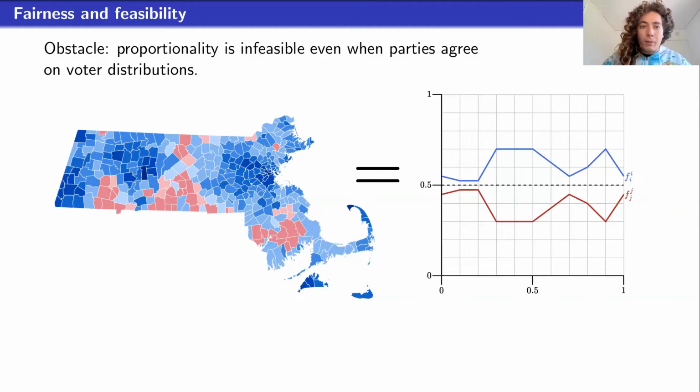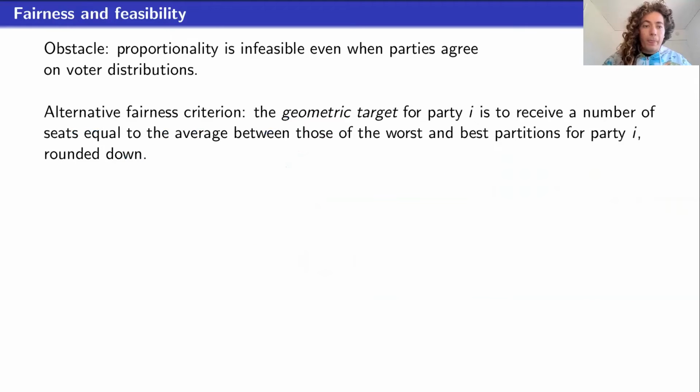So what do we do when proportionality is not feasible? We're going to advocate for this alternative fairness criterion known as the geometric target, which states that a party i should receive a number of seats equal to the average between those of its worst and best partitions, the number of seats it would get in each of those alternative scenarios.